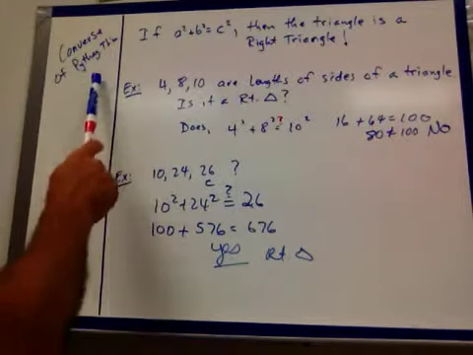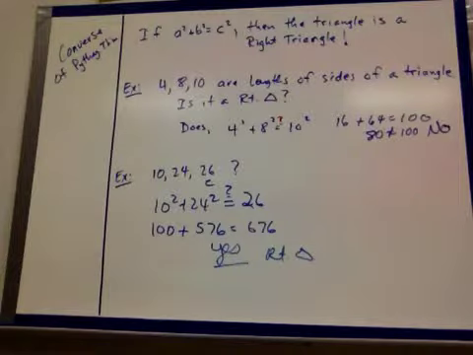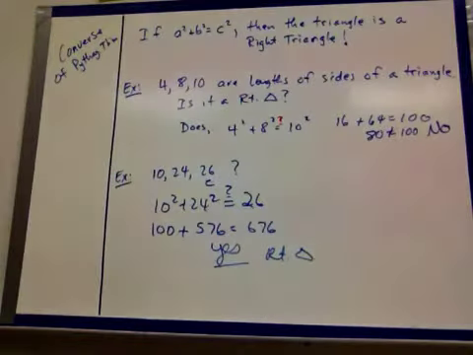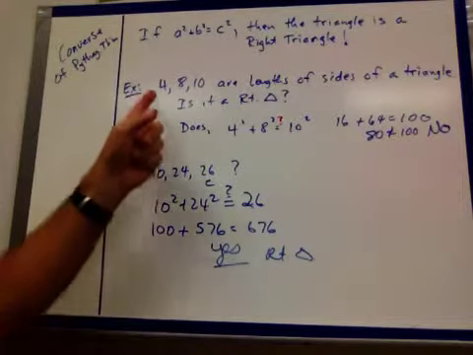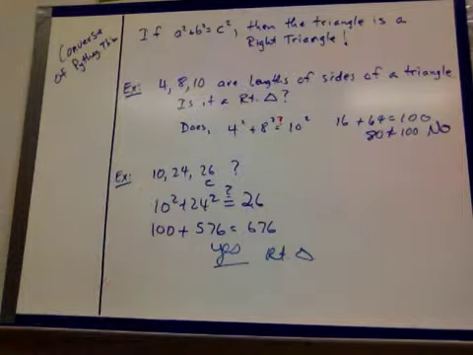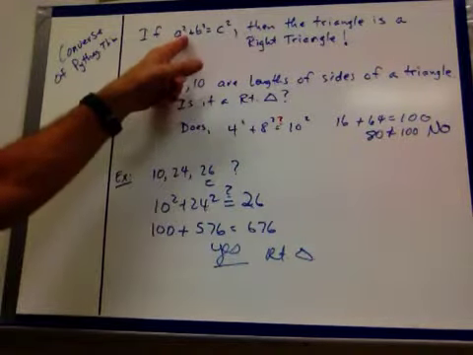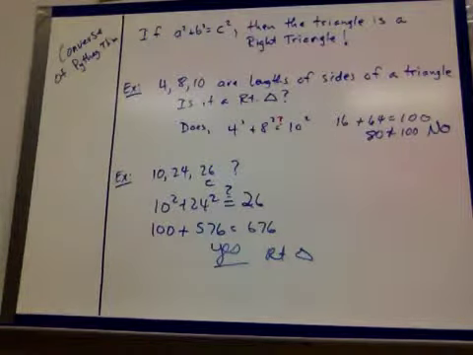If I have the converse of the Pythagorean Theorem, if a squared plus b squared equals c squared is true, then is the triangle a right triangle? Well, if I give you three lengths, 4, 8, and 10, and they're lengths of sides of a triangle, is it a right triangle? It is if I can plug these into the Pythagorean Theorem and get a true statement.